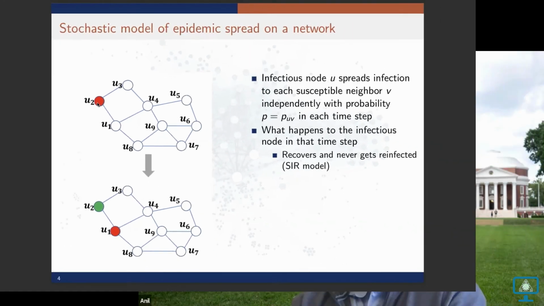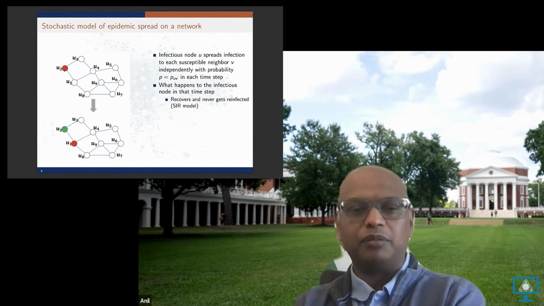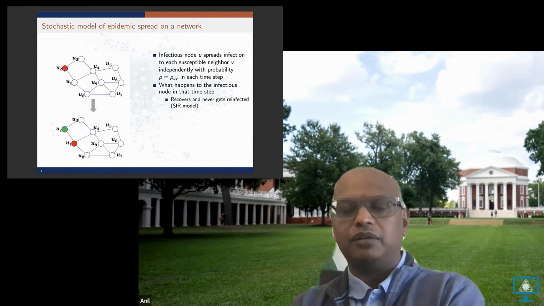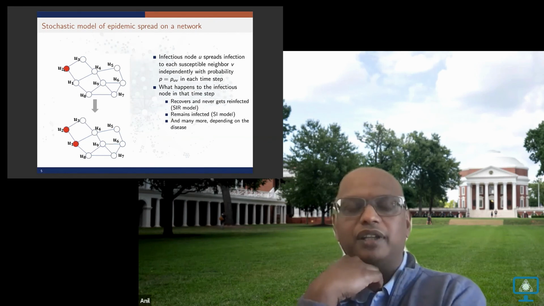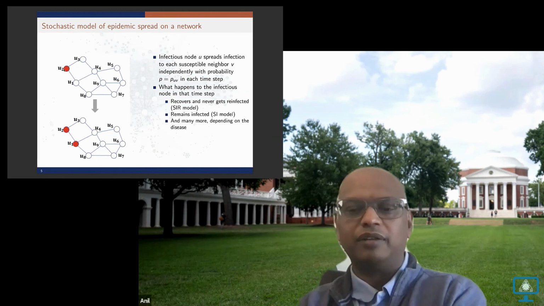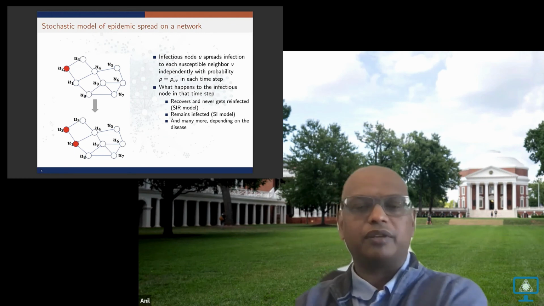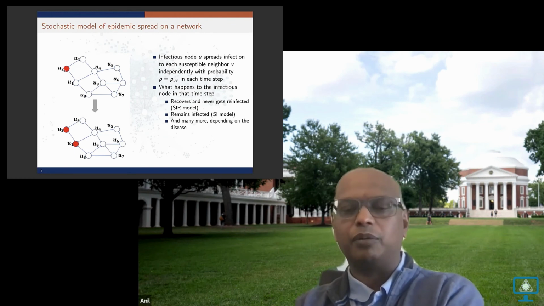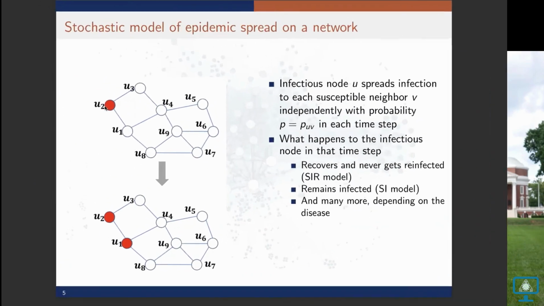What happens to that node after it causes that infection in the next time step determines the model. So if it recovers and becomes immune, that's an SIR model, or it can remain infected, and that's an SI type model. And then there are really zillions of other disease models which depend on the specific disease and specific phenomenon being modeled. So we'll focus on SIR and SI type models here.